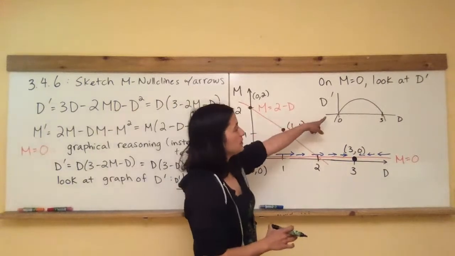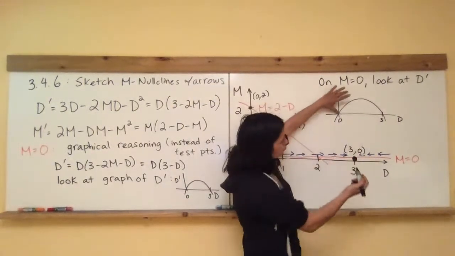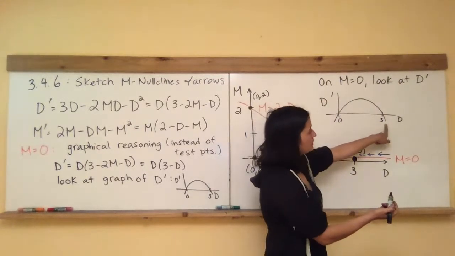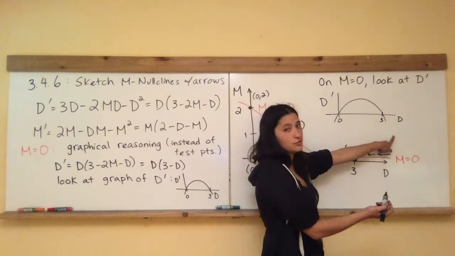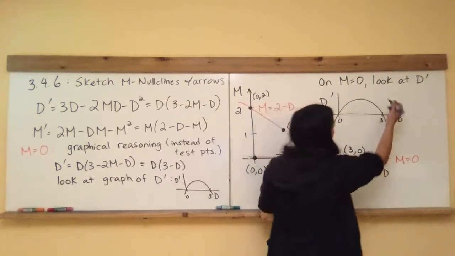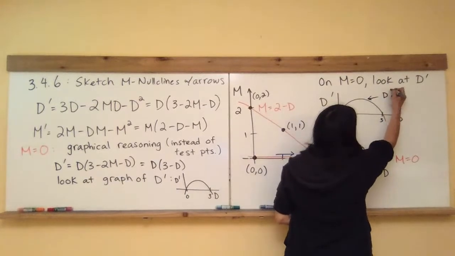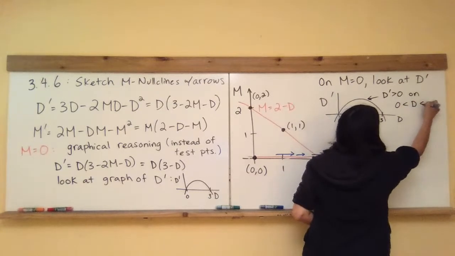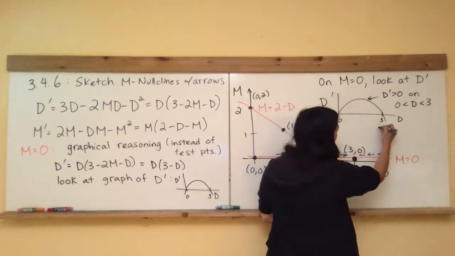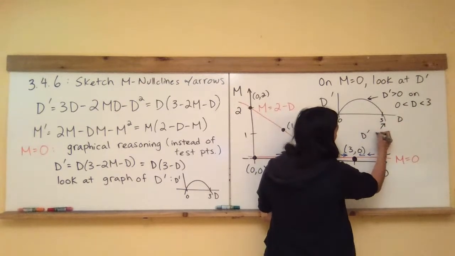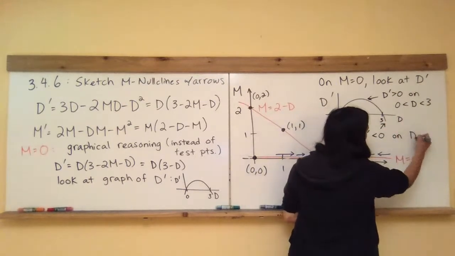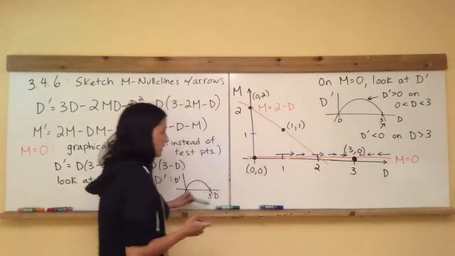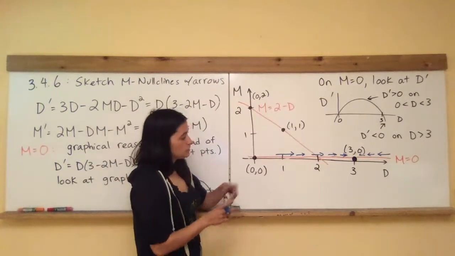And this picture tells me that d prime is greater than 0 between 0 and 3, and that d prime is less than 0 when d is greater than 3. I'm sorry. Okay? So my conclusions that I'm drawing are that d prime is greater than 0 on the interval where d is between 0 and 3. And over here, my conclusion is that d prime is less than 0 on the interval where d is greater than 3. Okay?